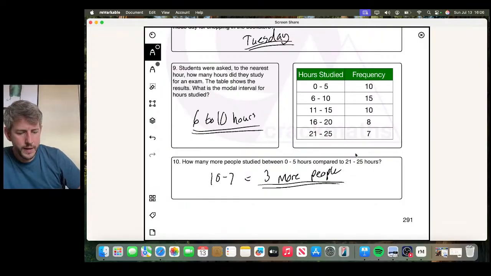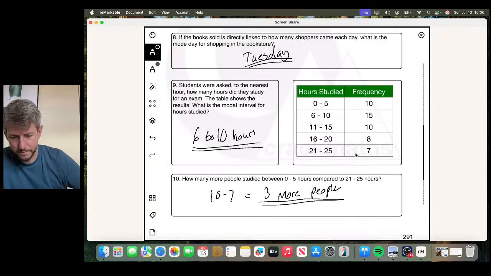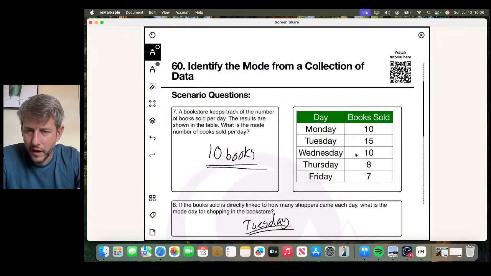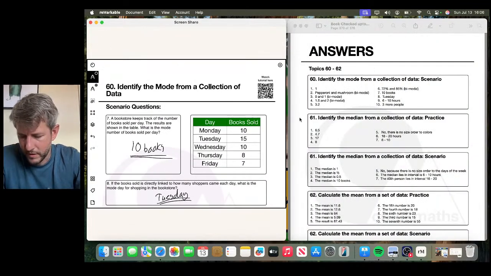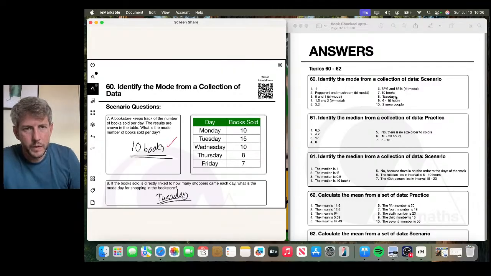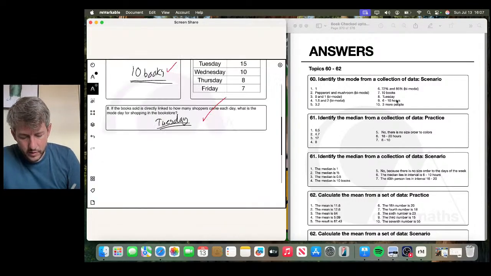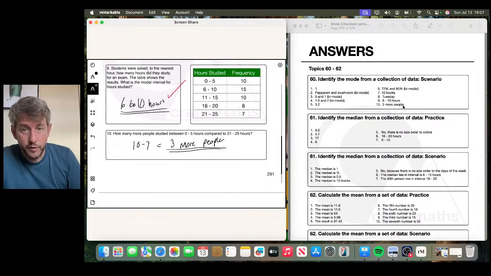Those numbers are the same, but it doesn't actually matter because the questions are completely different. I was just temporarily wondering if that was a concern, but I don't think it is. So here we go. We've got 10 books, yeah. Tuesday, yeah. 6 to 10 hours, yeah. And 3 more people. Okay, great.